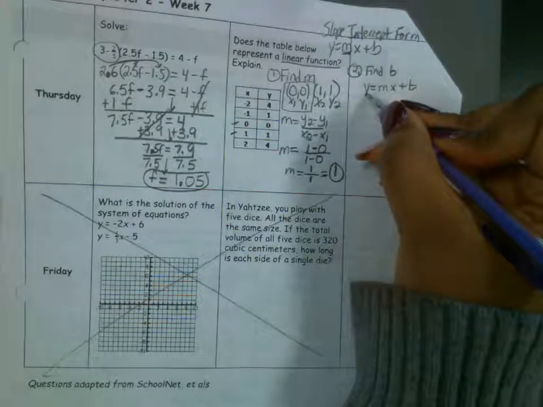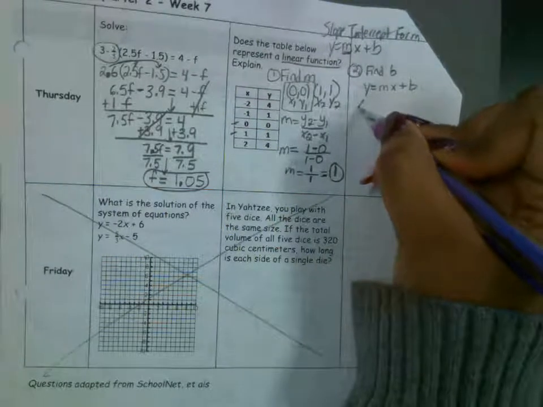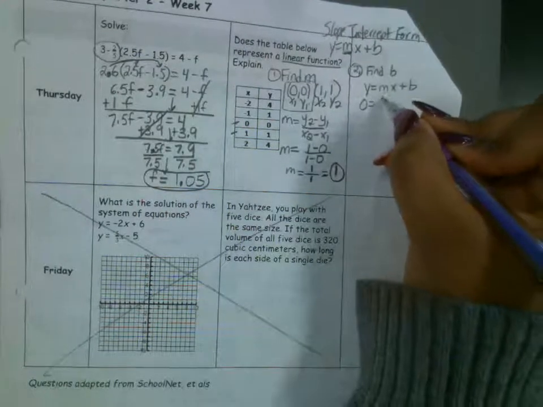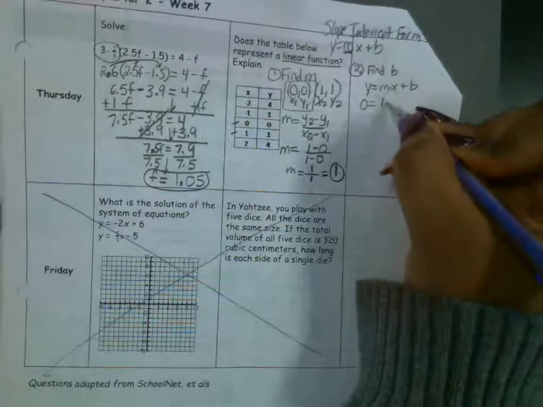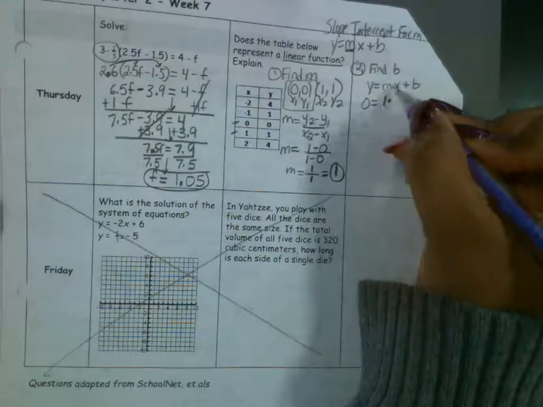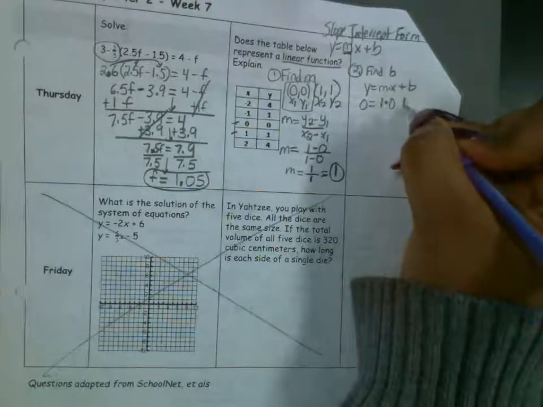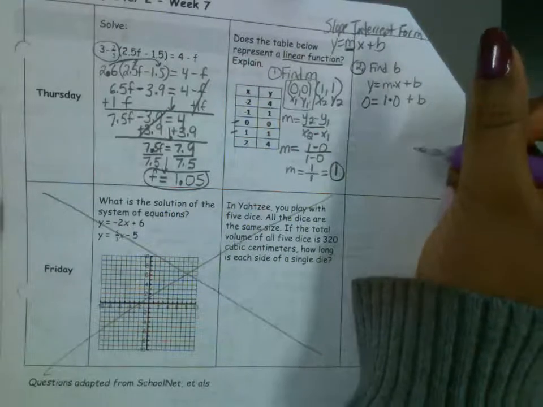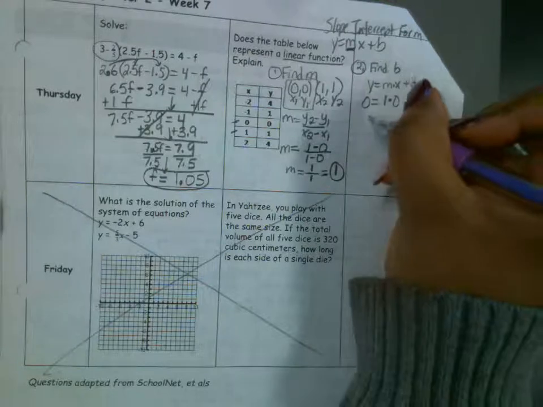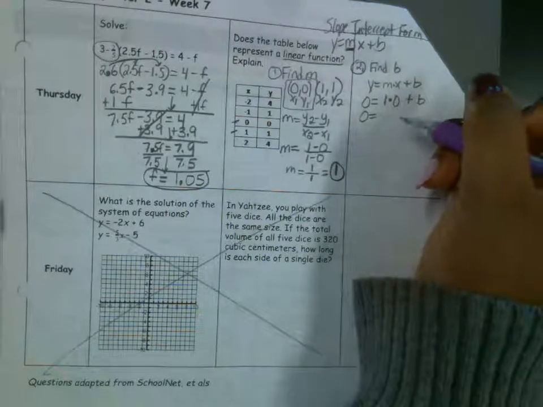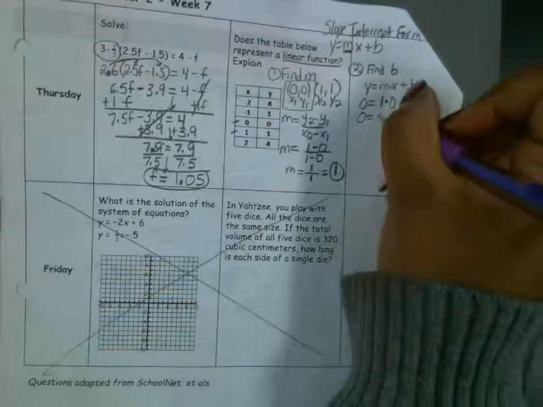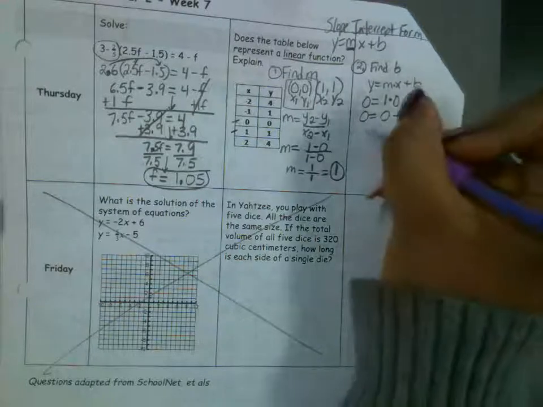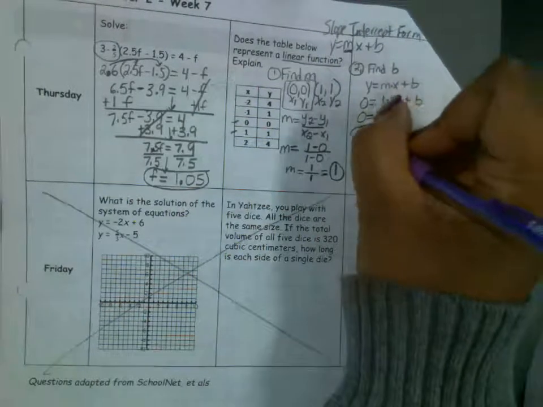What do we plug in for y? 0. What do we plug in for m? 1. This is times here. What do we plug in for x? 0. And bring down plus b. So this gives me 0 is equal to, what's 1 times 0? 0. And 0 plus b, of course, is just b. So b is equal to 0.